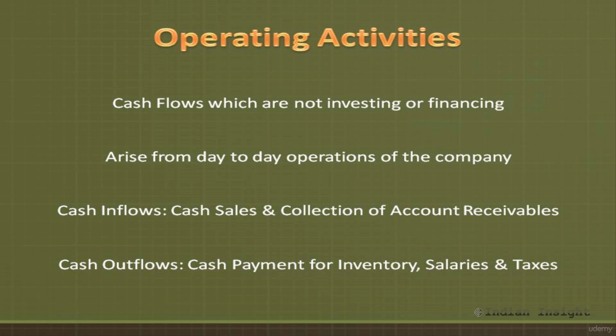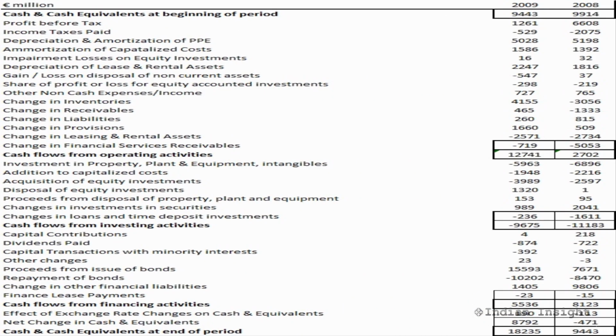Now let's look at an example of a cash flow statement. Here is the V Group cash flow statement. It starts with the profit before tax of 1261 million. Then you subtract the actual income tax payments and then adjust this amount for the effect of non-cash transactions, accruals and deferrals, and transactions of financing and investing nature to arrive at the amount of cash generated from operating activities. This amount is 12,741 million.